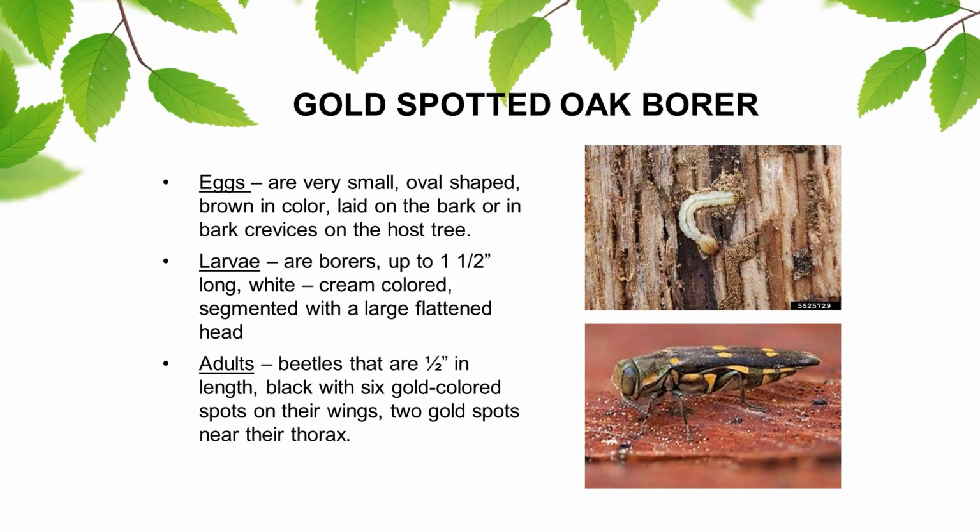Gold-spotted oak borer description. The eggs of the gold-spotted oak borer are very small, oval-shaped, brown in color. They are laid either on the bark or in bark crevices on the host tree. The eggs are very difficult to see. The larvae are flat-headed borers, up to 1.5 inches in length, white and cream color. Their body is segmented with a large flattened head. Adults are beetles that are 1/2 inch in length. They are predominantly black in color with 6 gold-colored spots on their wings and 2 gold spots near their thorax.